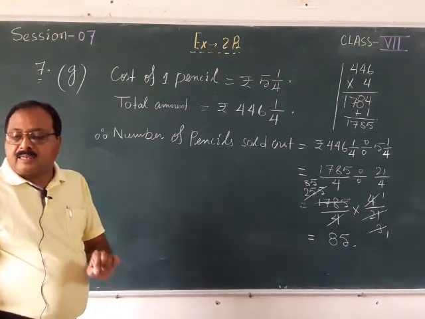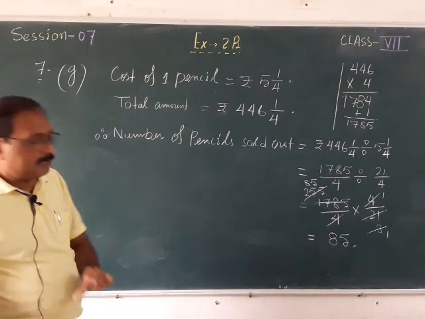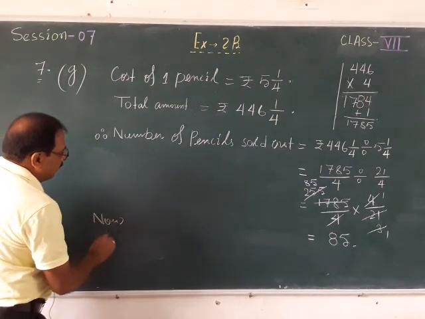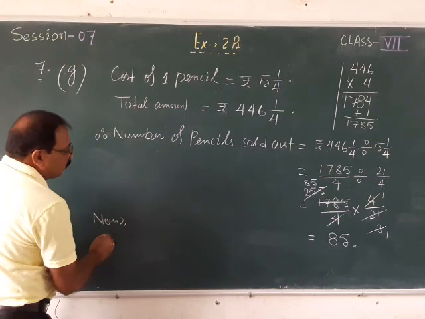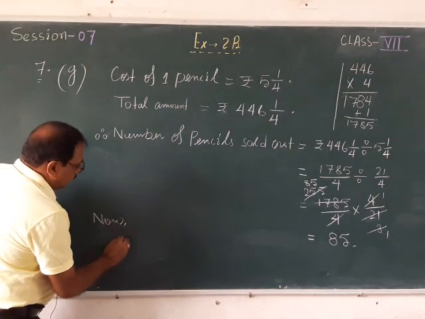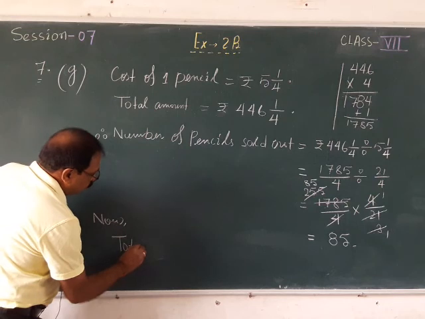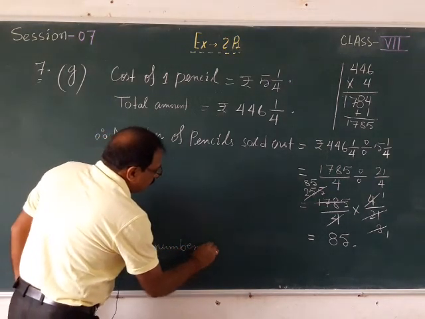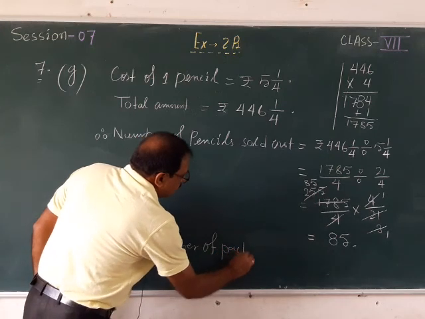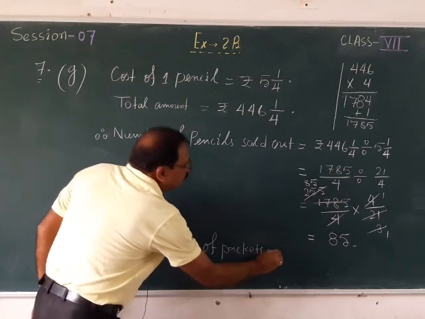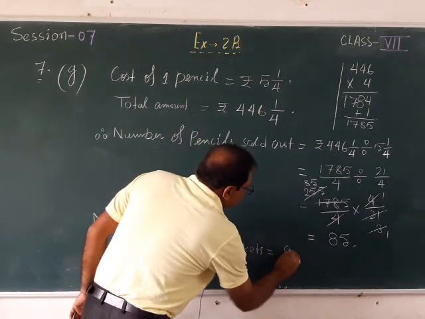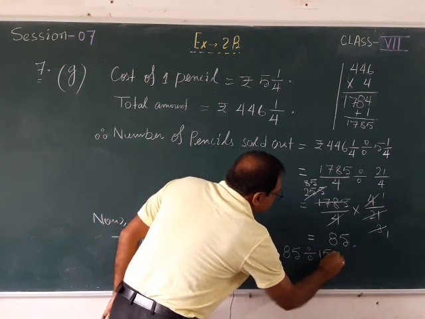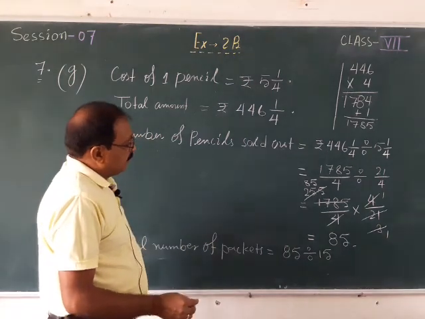As you have seen, in each packet there are 15 pencils. Now I have to decide how many packets he has sold. For the total number of packets, what will you do? You have to divide 85 by 15, because in one packet there are 15 pencils.